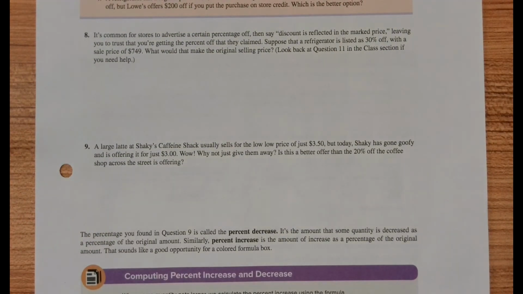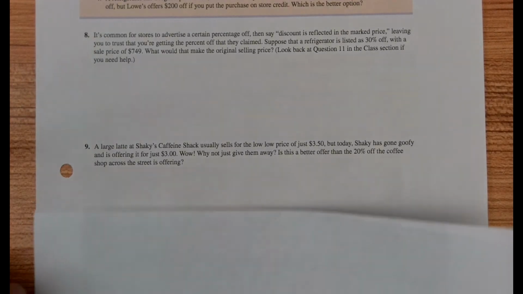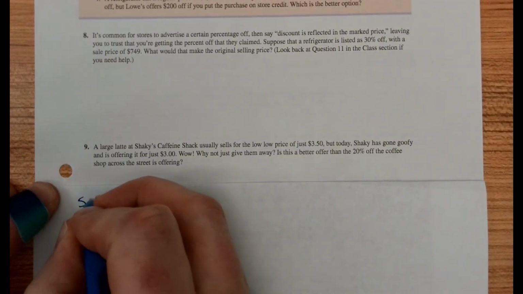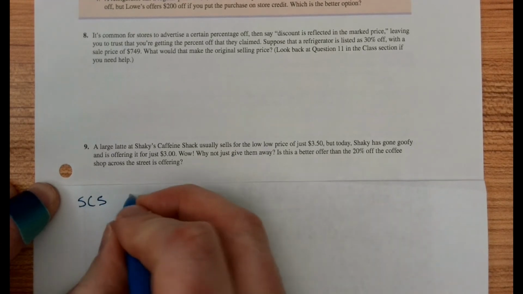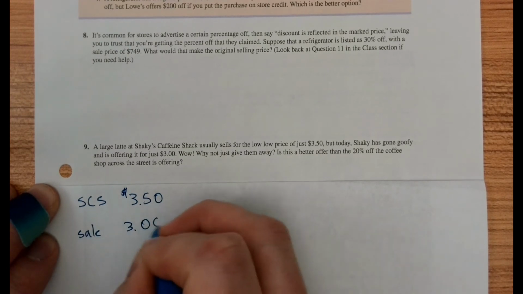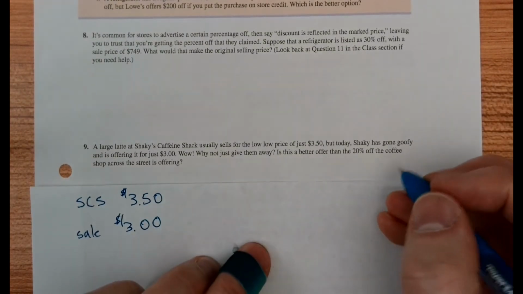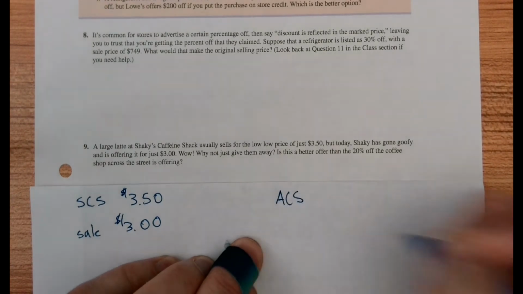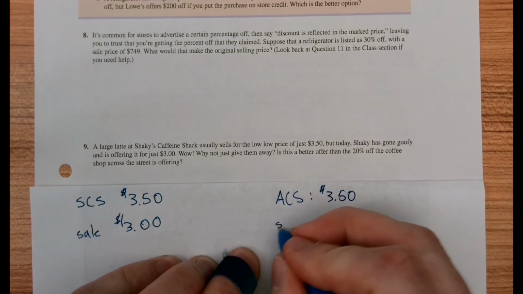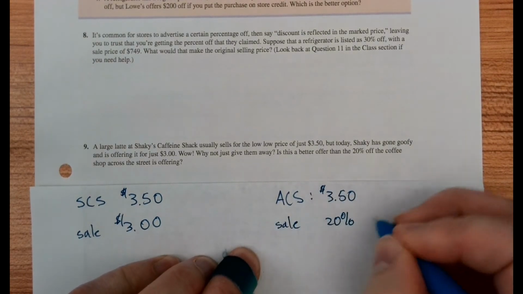Well, there's a problem with this problem, and that is we don't actually know the price of the coffee shop from across the street. So we're going to have to make an assumption that they both sell it for $3.50. Let's say Shakey's Caffeine Shack, the original cost was $3.50, and then the sale price is $3. And then across the street, the shack's original price is $3.50, and they're offering a sale of 20% off.